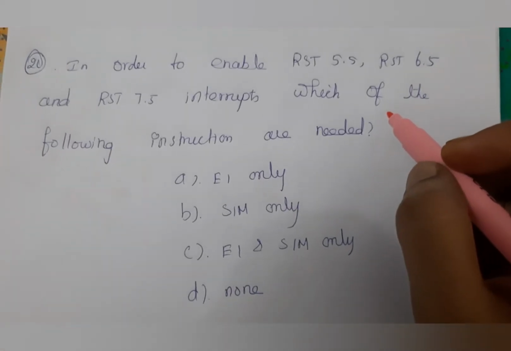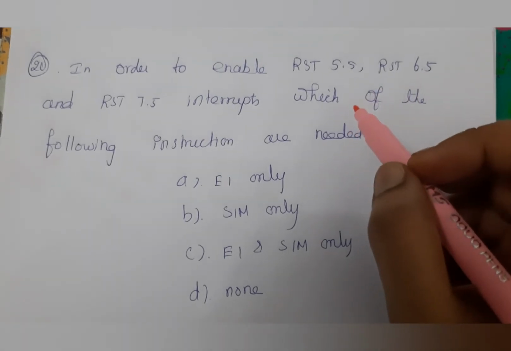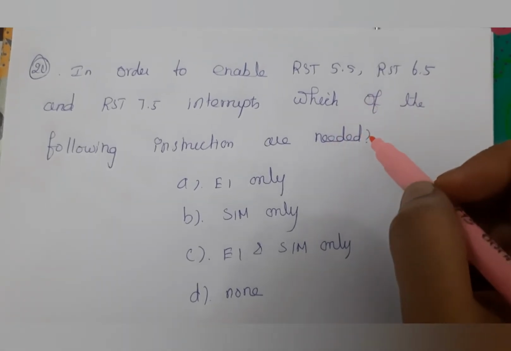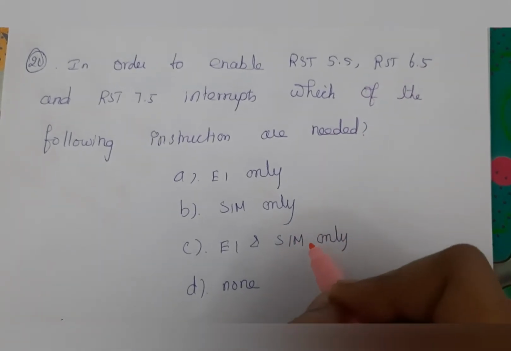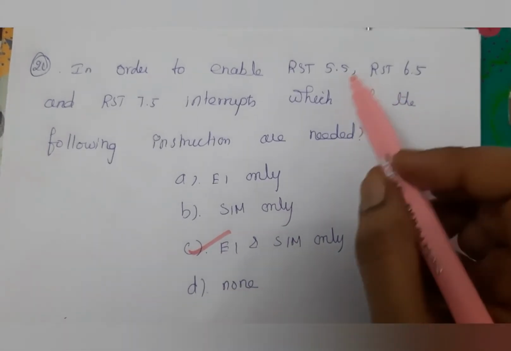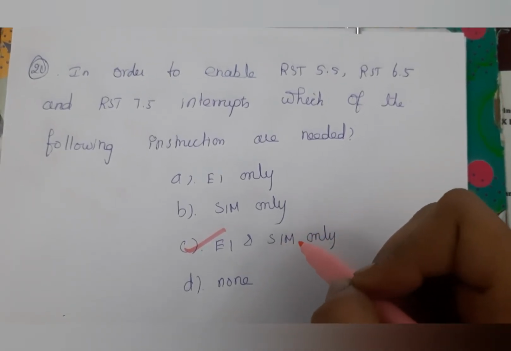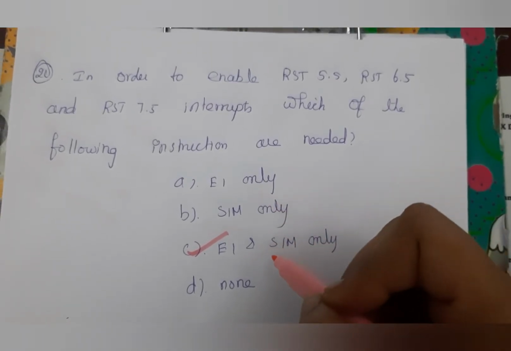Next question, in order to enable RST 5.5, RST 6.5 and RST 7.5 interrupts, which of the following instructions are needed? EI and SIM only. So here the answer is C. To enable these interrupts, the EI and SIM instructions are needed.